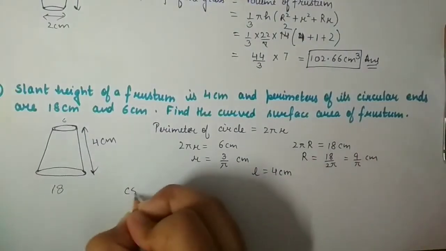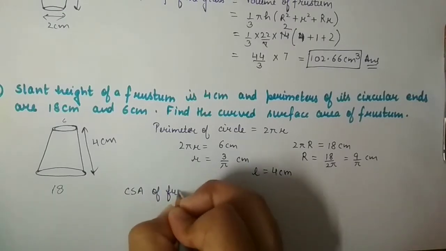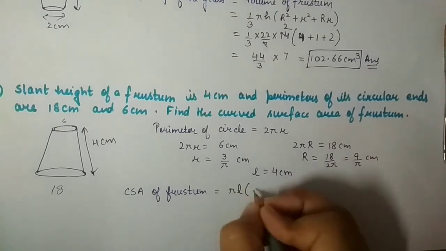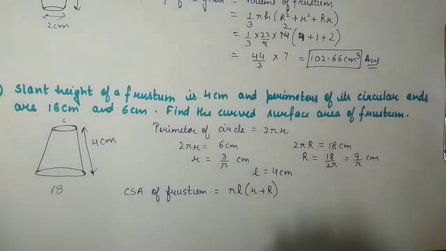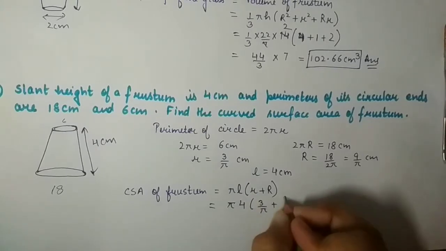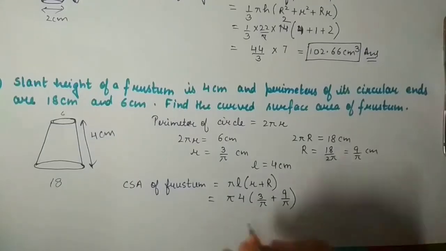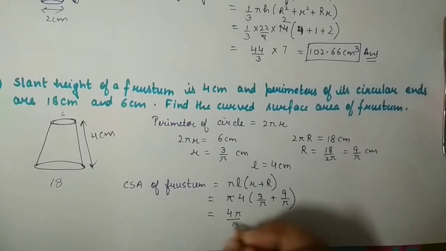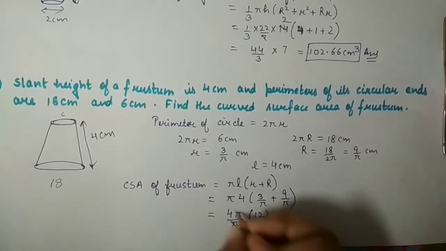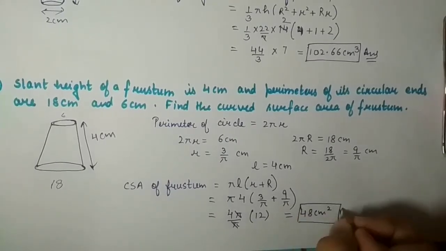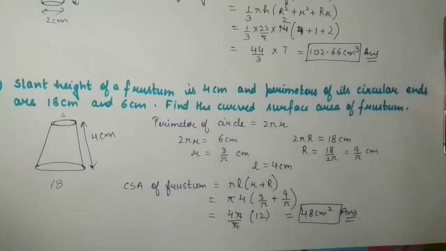Now what is the formula for CSA? CSA of frustum is equal to pi L into small r plus capital R. You just need to put the values. Pi, L is given to be 4, and small r is 3 upon pi and capital R is 9 upon pi. Now you will take LCM. So 4 pi, and LCM will be pi only, so it will come out and in bracket you are left with 12. So you will cancel pi and you get 48 centimeters square as the CSA of the frustum. This is your answer. Now see the third question.